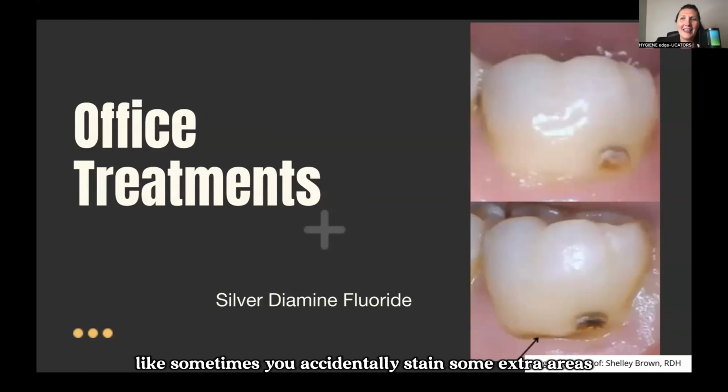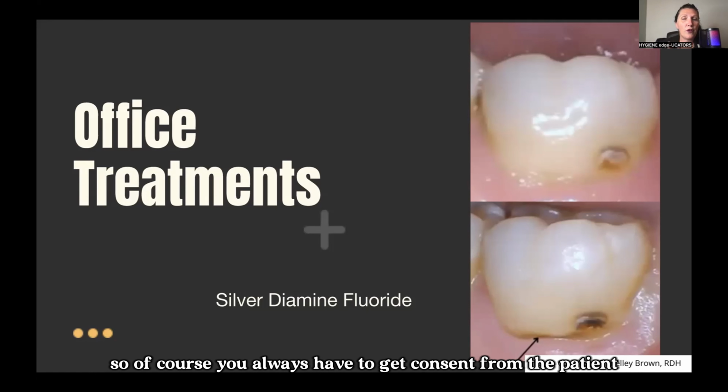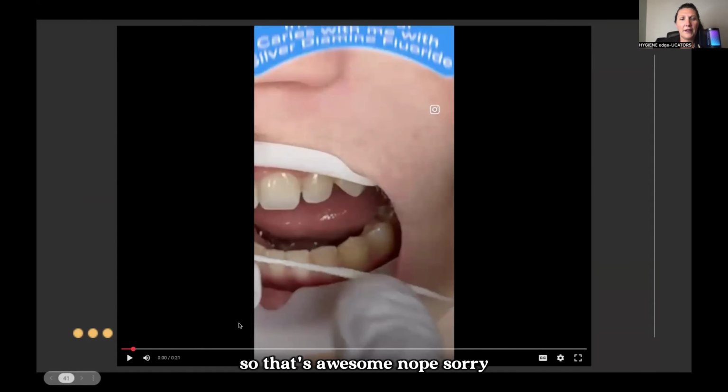Jessica mentioned that sometimes you accidentally stain some extra areas. So we treated this lesion here, and it spread down to that class 5 area. I did not know there was caries on that one. So of course you always have to get consent from the patient. You might have staining in some other areas, but then that area is now fortified and preventing caries. So that's awesome.